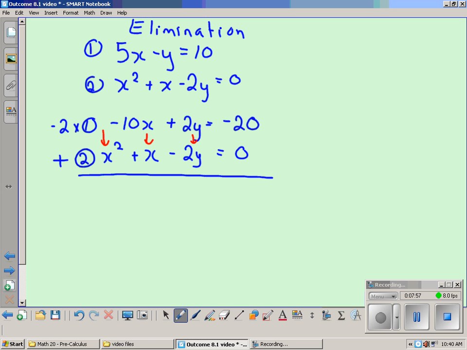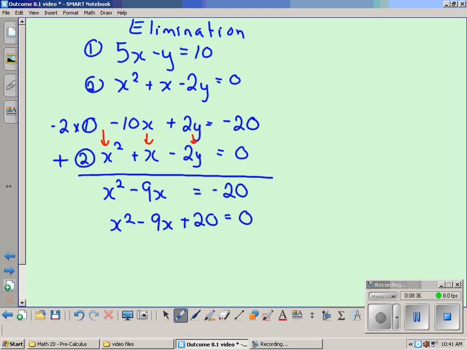I don't have an x squared term in my equation number 1, so 0 plus x squared is just x squared. Negative 10 plus x is negative 9x. Positive 2y minus 2y is 0. And on the left, negative 20 plus 0 is negative 20. I'm going to bring my negative 20 over onto the left, and I have x squared minus 9x plus 20 equals 0. And I would then continue to solve this as a quadratic equation.